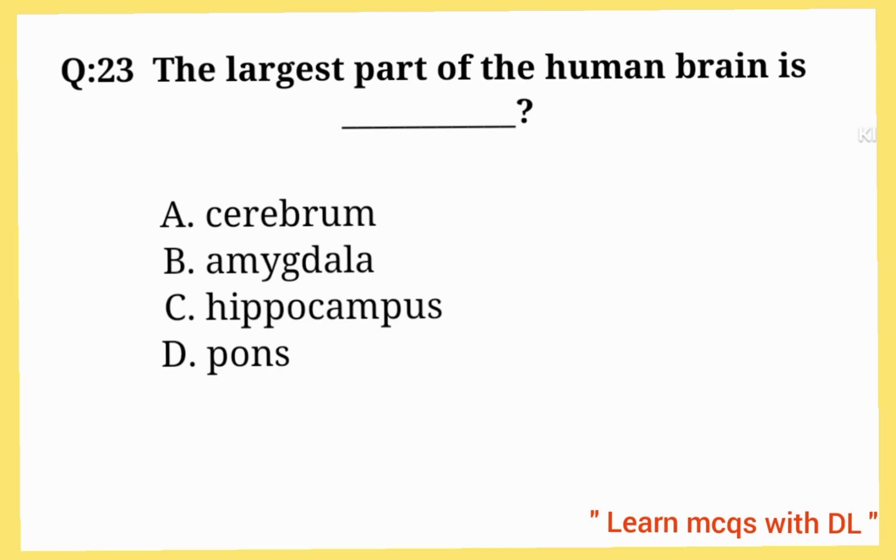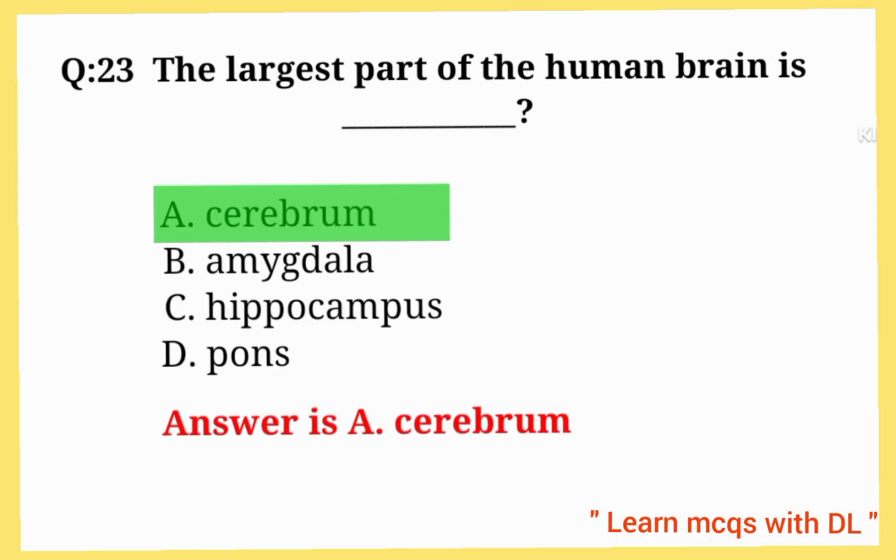The largest part of human brain is cerebrum, amygdala, hippocampus, pons. Correct option is option A, cerebrum is the largest part of human brain.